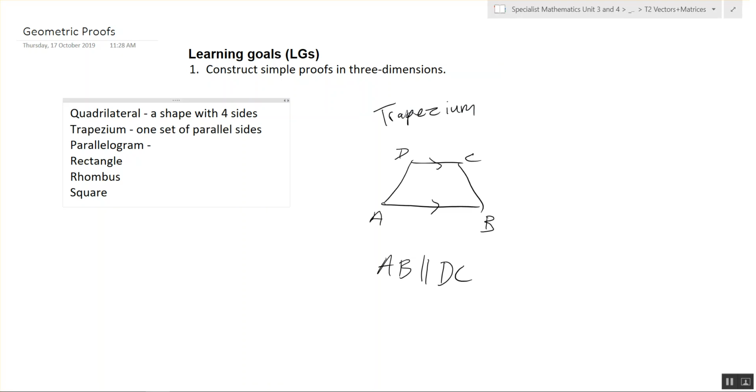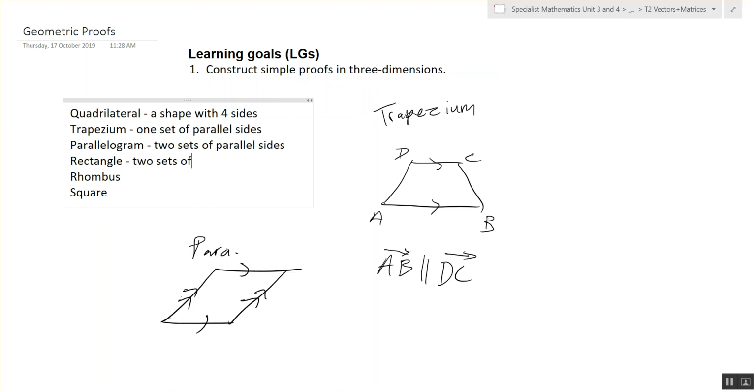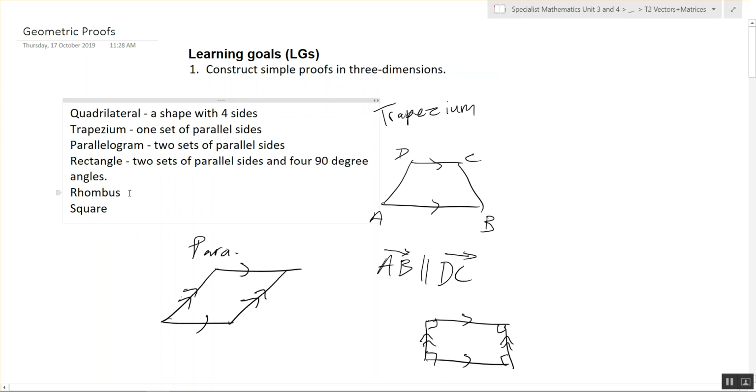A parallelogram is like a trapezium, but it has two sets of parallel sides. A rhombus doesn't have four 90-degree angles, but it has two sets of parallel sides, and all sides are equal.